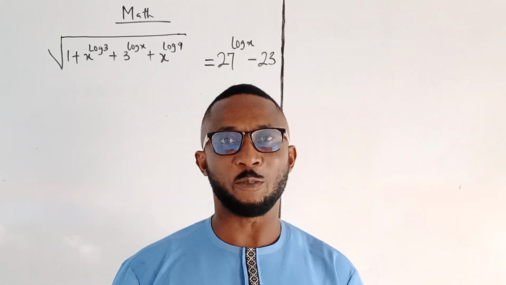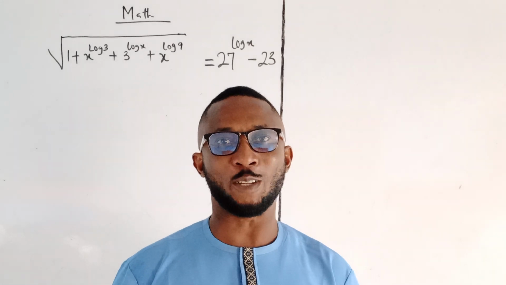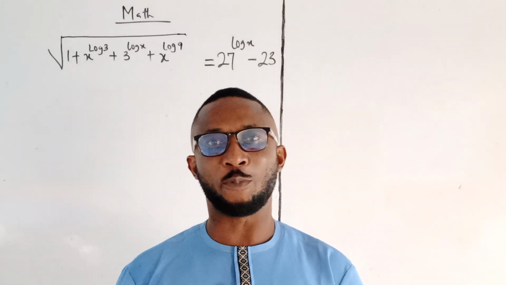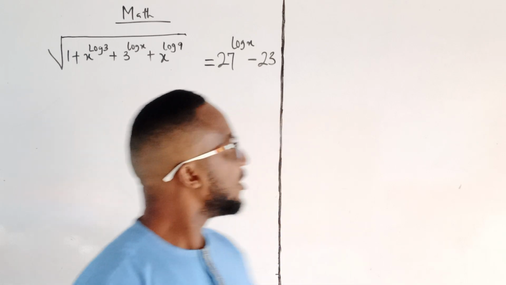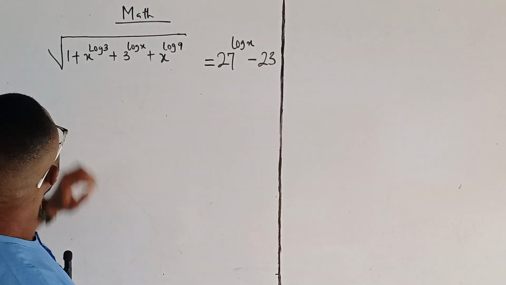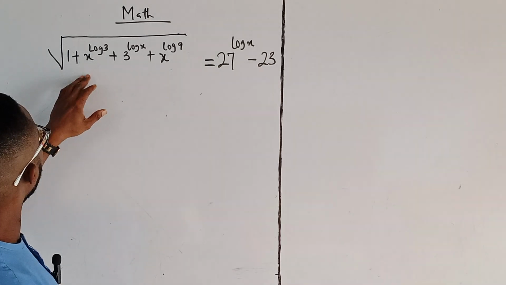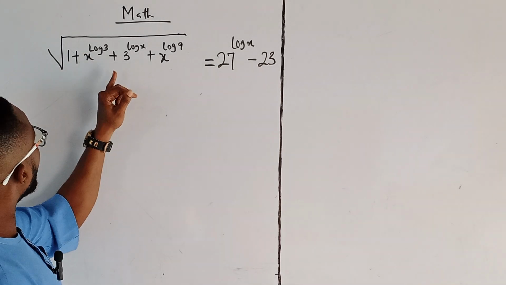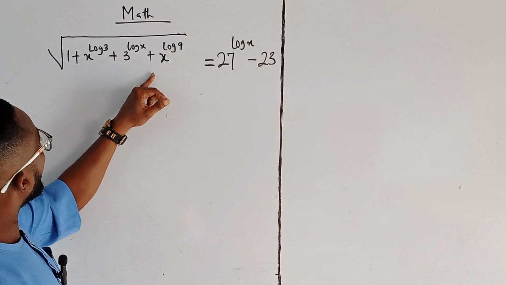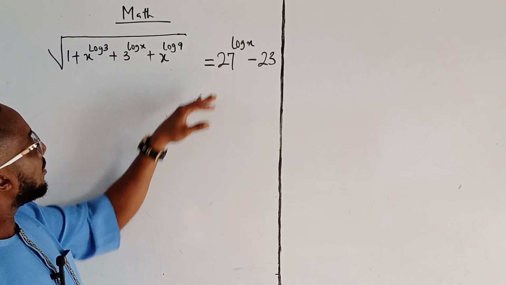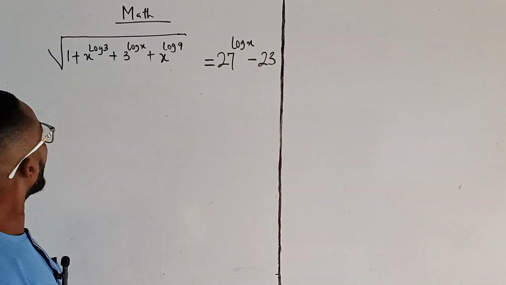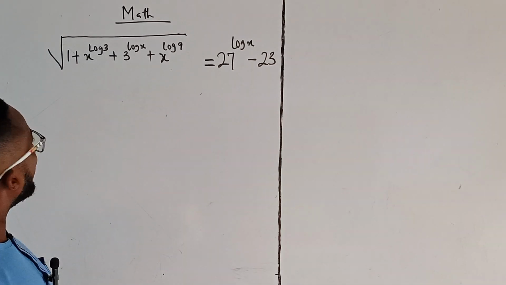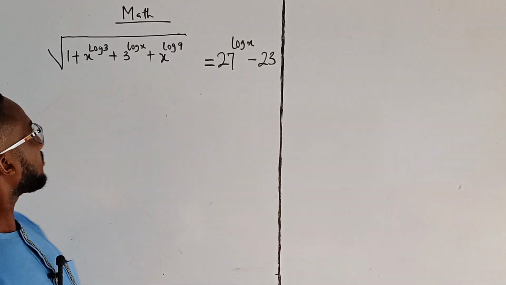Today's another beautiful day and we have yet another exciting problem to tackle. So let's go see the problem and go through the solution as usual. So here we have the square root of 1 plus s power log 3 plus 3 power log x plus s power log 9, everything equal to 27 power log x minus 23. So this problem is very unique and uncommon.